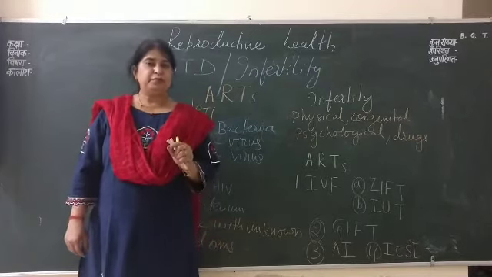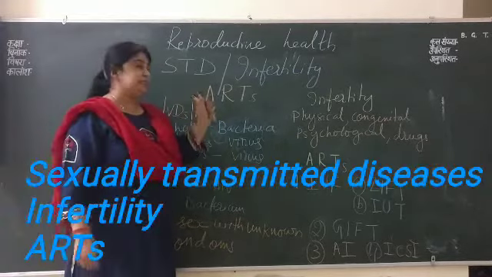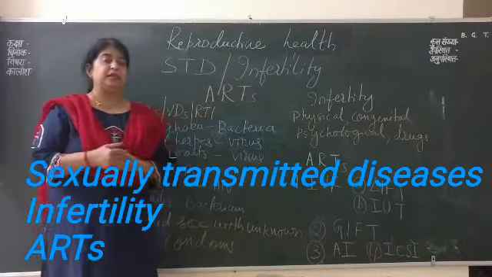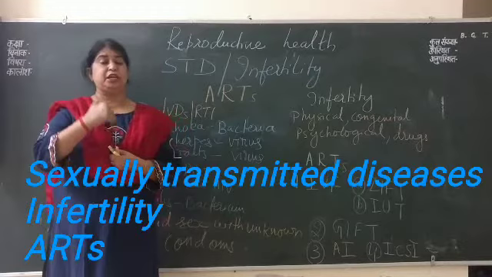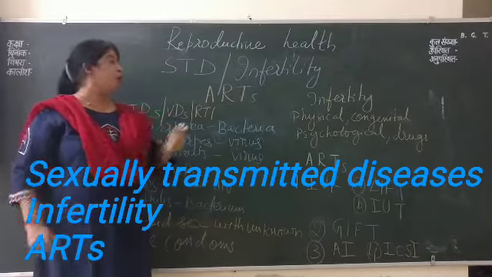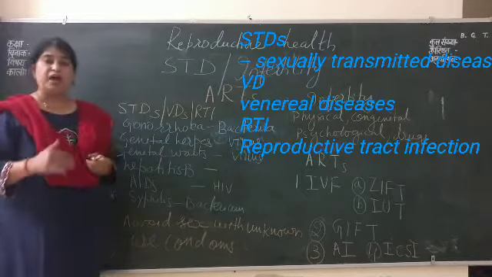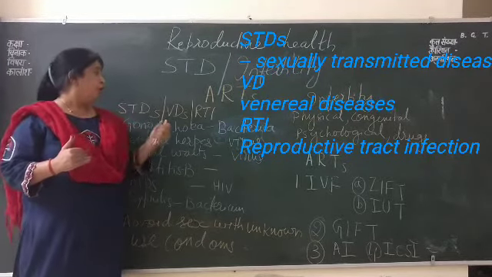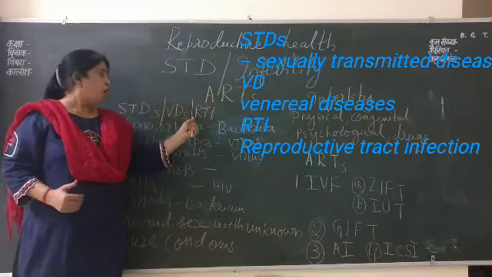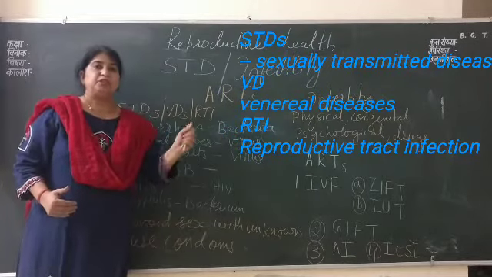In this video, we will be taking two important topics. One is STD or sexually transmitted diseases, and the other is infertility, and to overcome infertility, we have certain assisted reproductive techniques or ARTs. So, STDs, sexually transmitted diseases, or venereal diseases, VDs, or RTI, reproductive tract infections.